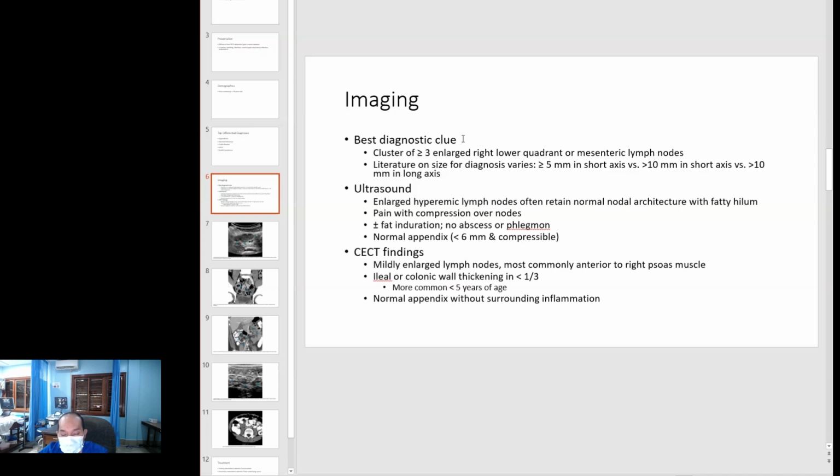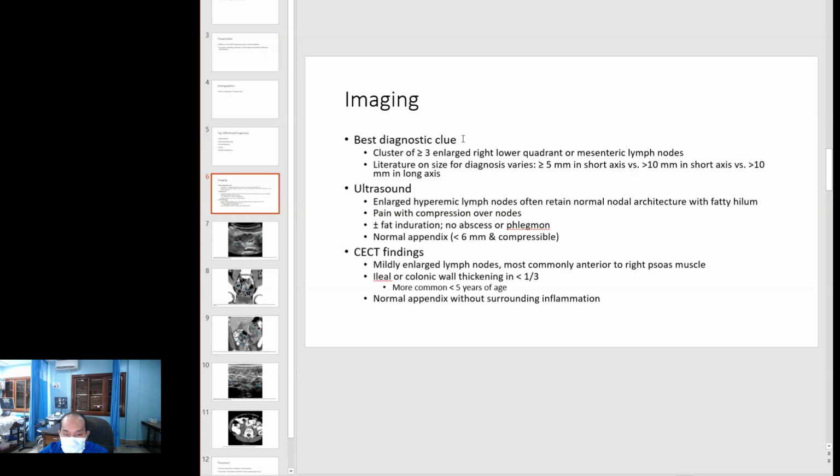Ultrasound: enlarged hyperemic lymph nodes often retain normal nodal architecture with a fatty hilum. Pain with compression over the nodes, plus or minus fat induration, no abscess or phlegmon. Normal appendix, less than 6 mm and compressible.